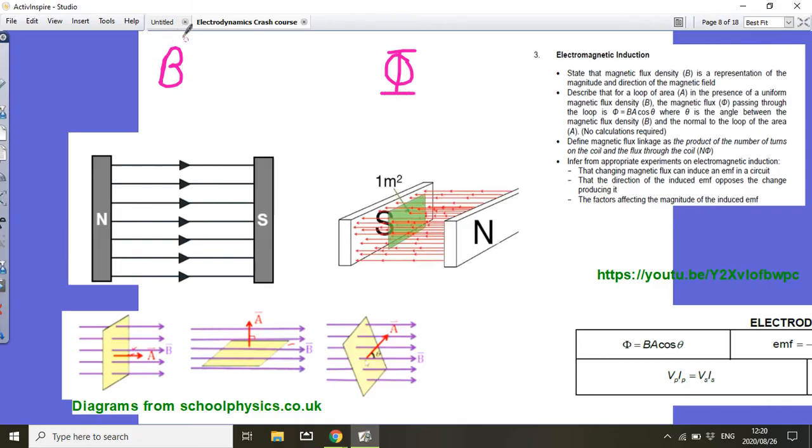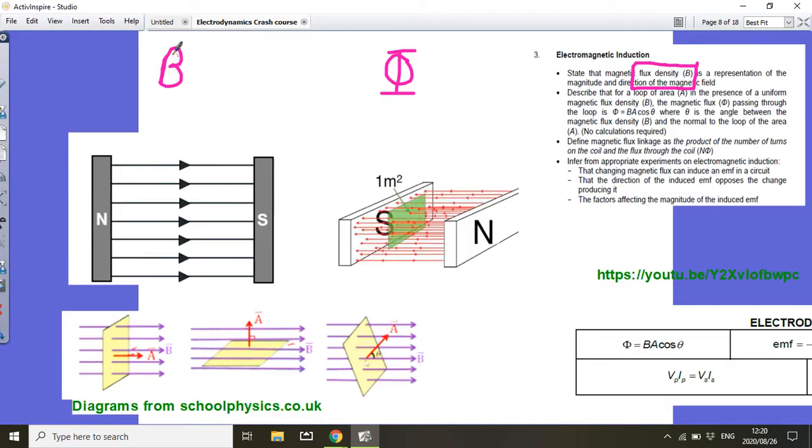Now B we've been using in the previous chapter, and that's always the magnetic flux density. It tells you which direction the magnetic field is moving, but it also shows you the strength of the magnetic field by telling you how dense these lines are. And I showed you that as well. If you draw them denser, you are already showing that the field is stronger. So B is the magnetic flux density.